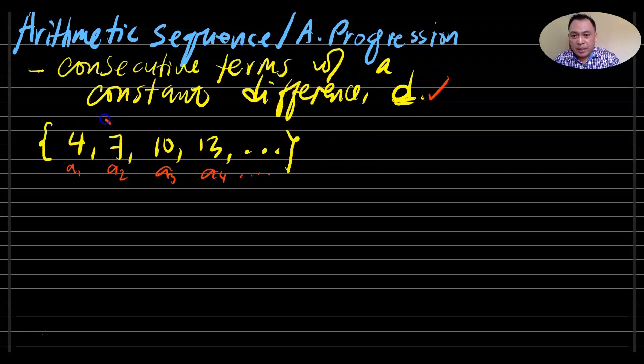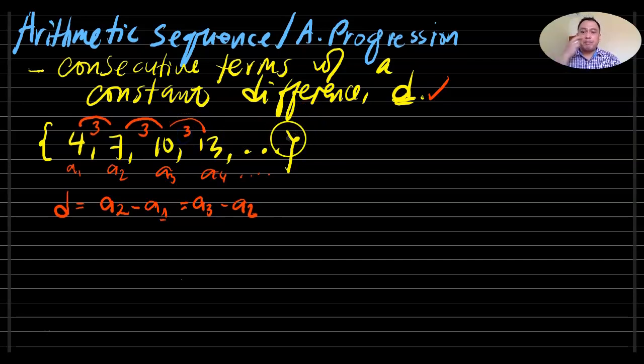Let's look at the difference between these two terms, A2 and A1. What's going to be the difference? That's going to be A2 minus A1. In this case, it is 3. And what about this one, A3 minus A2? Are they equal? Yes, they are equal. Therefore, this is an arithmetic sequence because everything is patterned by 3.